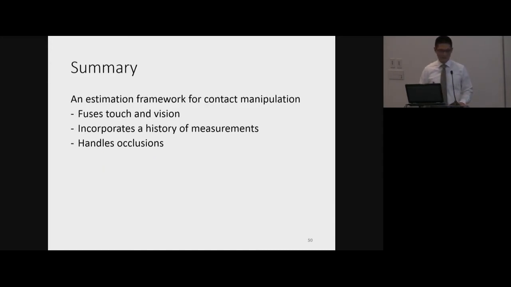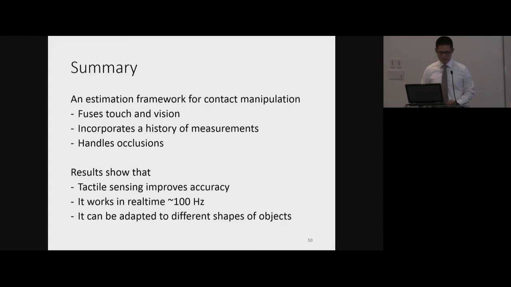So in summary, this thesis proposed a real-time state estimation framework for contact manipulation, and we fuse touch and vision and incorporate a history of measurements so that we are more robust to some failures such as occlusion of the camera. And the results show that the tactile sensing improves the accuracy, and it can work in real time at around 100 Hertz. And it can be adapted to different shapes of objects. And we show this system using two iconic manipulation tasks. One is the pushing task, and the other is the insertion task.